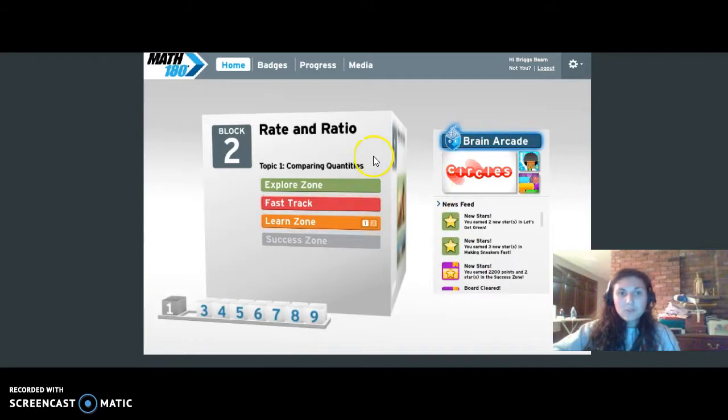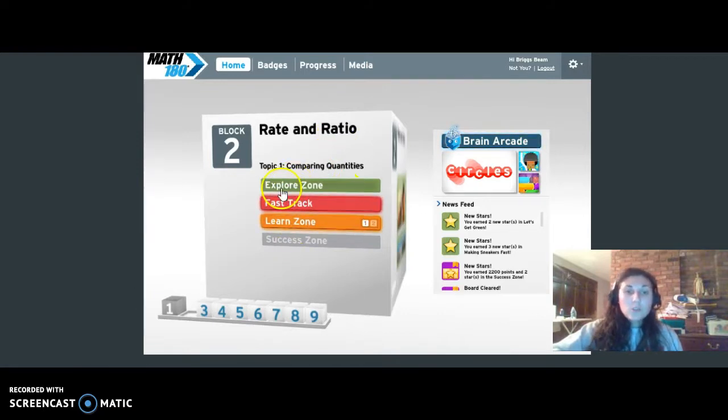This is one of my students who actually just left us. He moved to a different school. So the software looks like this. It's similar to Facebook in the way you've got the dashboard like this, which I find to be pretty appealing. So it shows them the unit they're on, which is block two for him. He's on rates and ratios. Shows all the different zones he can go into.